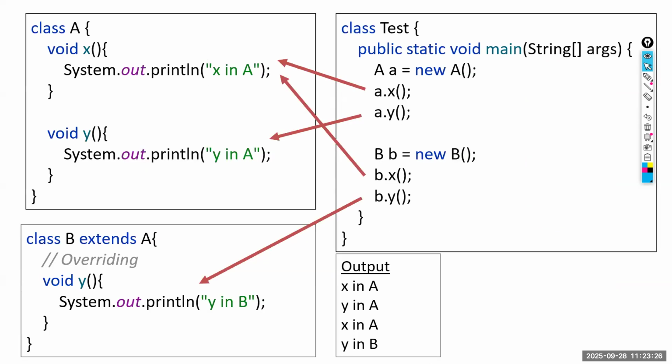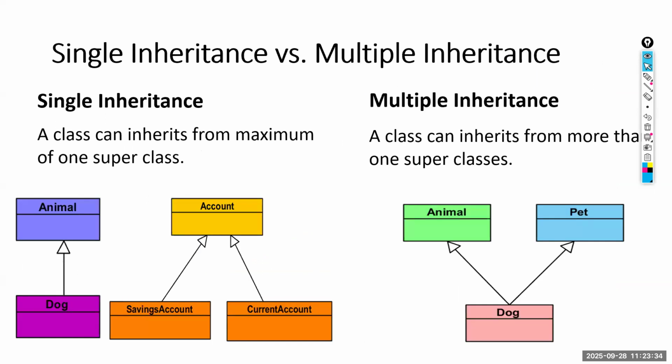Right. So anyway, we have discussed these things in semester one: overriding, adding new behaviors, adding new attributes. So we have two types of inheritance, single inheritance versus multiple inheritance. Single inheritance means a class can have a maximum of one supertype. But if a class can have more than one supertype, that is called multiple inheritance.